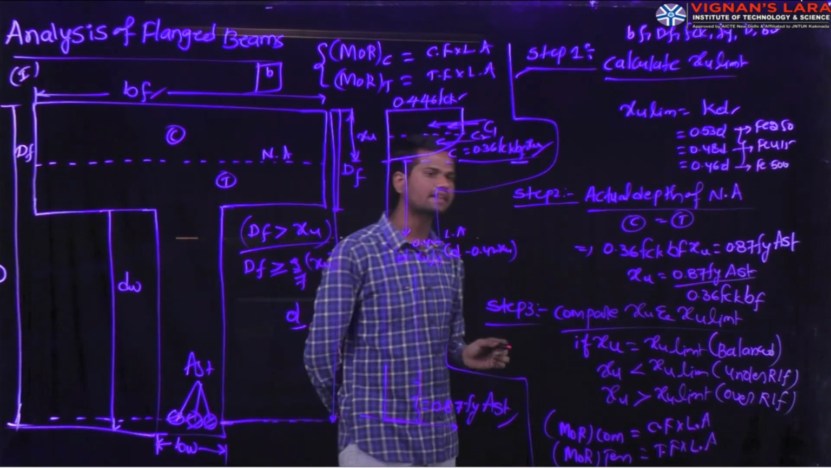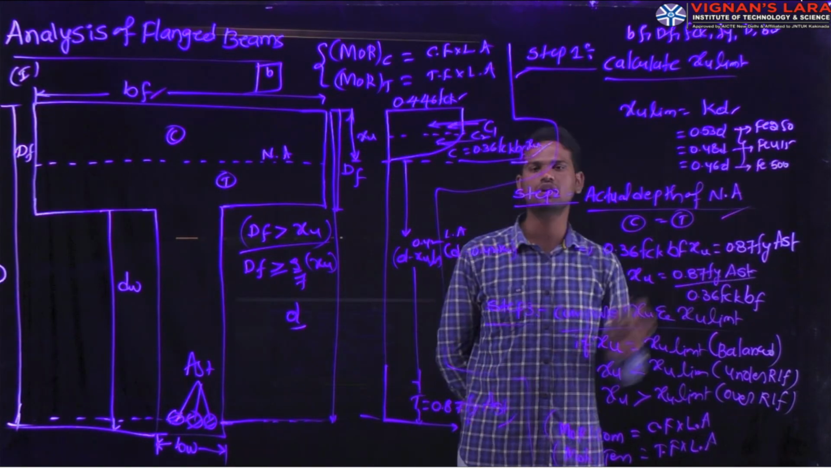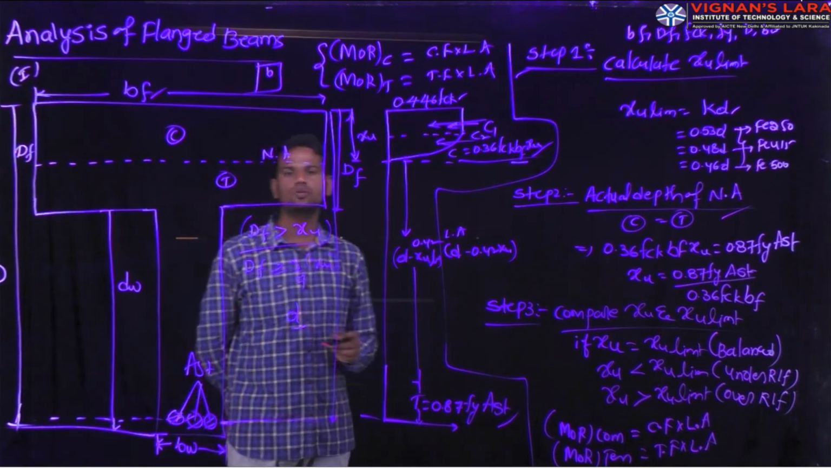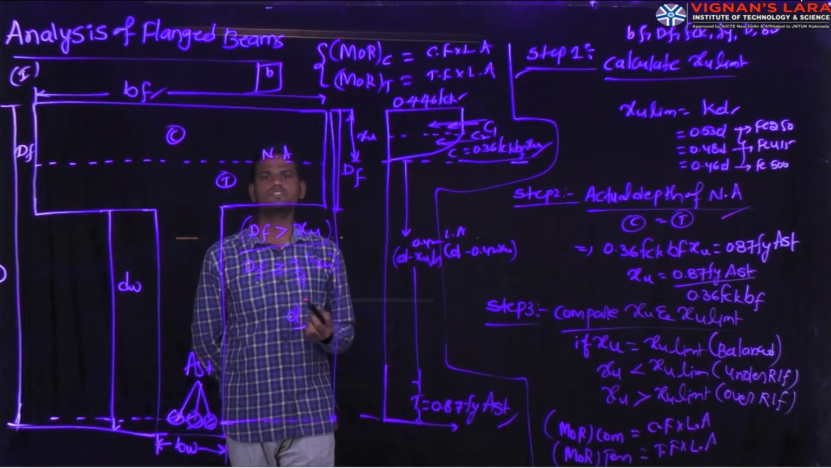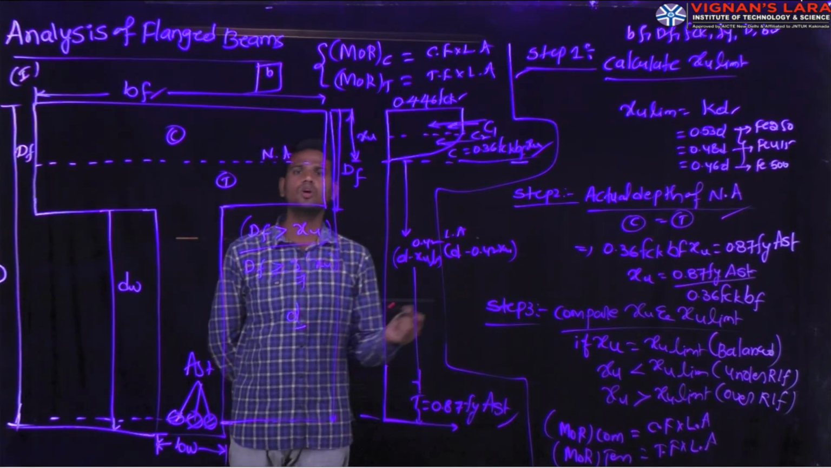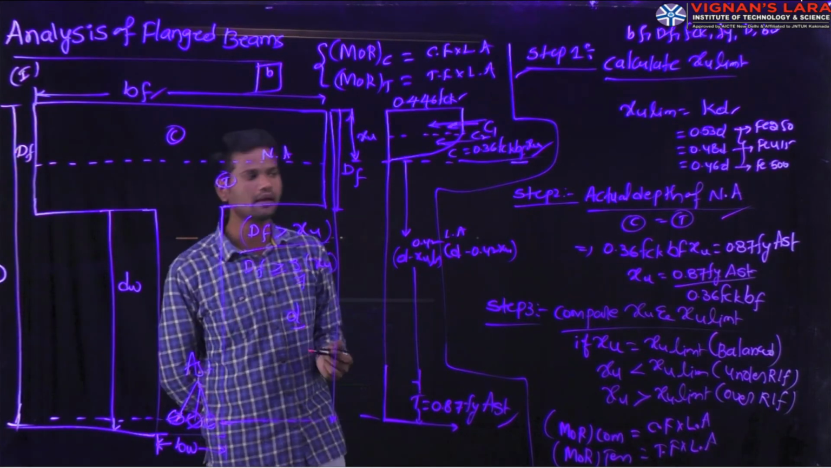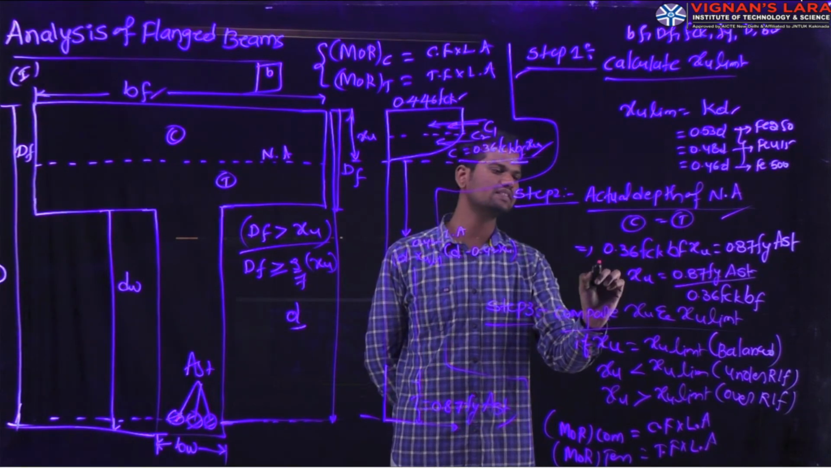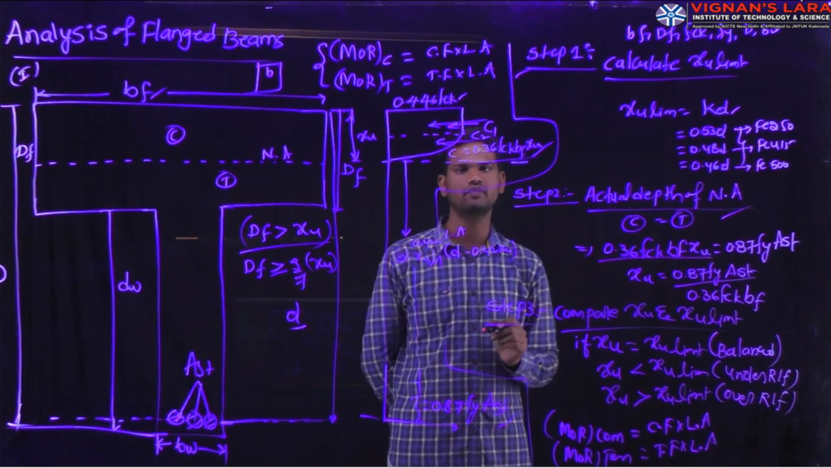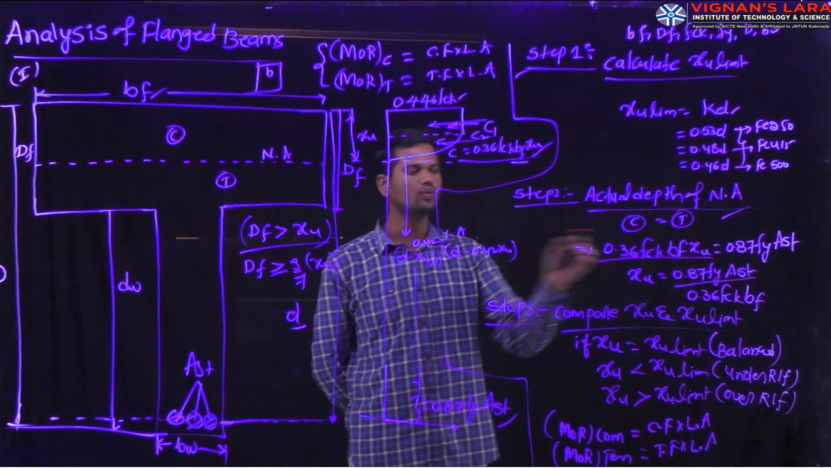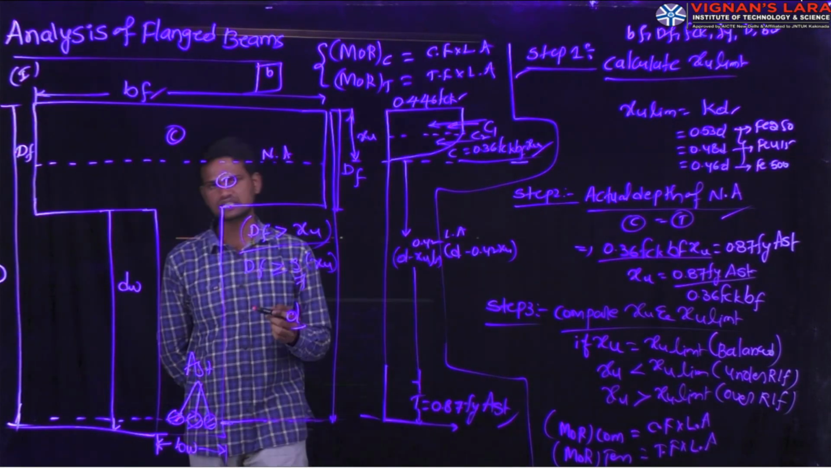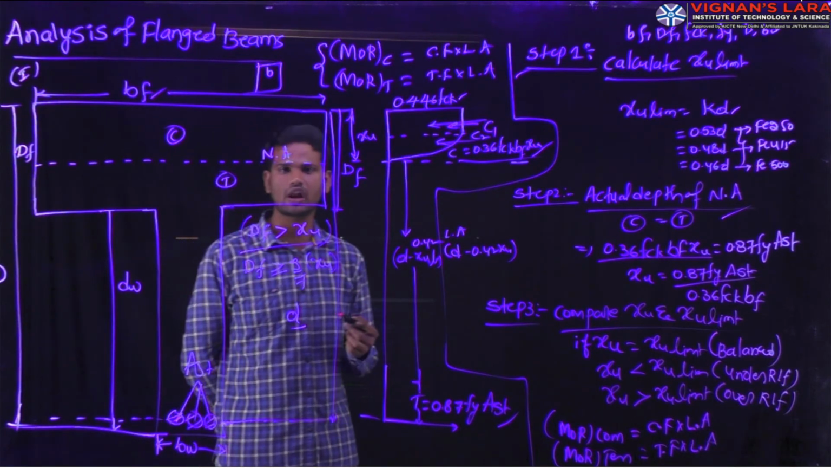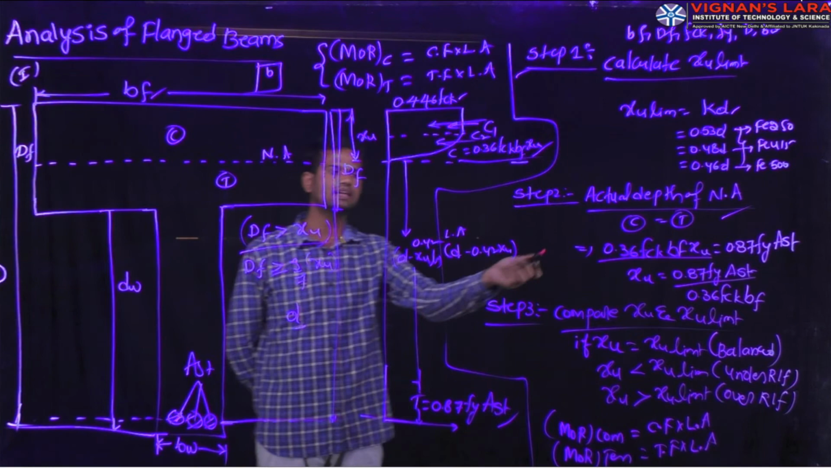Based on this grade of steel, we will use this limiting depth of the neutral axis. Next, we have the actual depth of the neutral axis. We calculate it from the condition that the total compressive force acting on the beam equals the total tensile force acting on the beam. The total compressive force equals 0.36 fck bf Xu. How we calculate this, we already discussed in our first lecture on the assumptions of limit state of collapse under flexure.